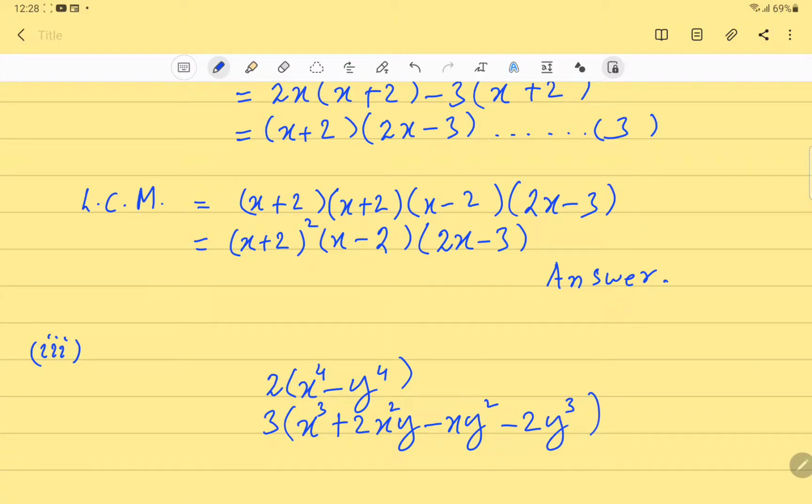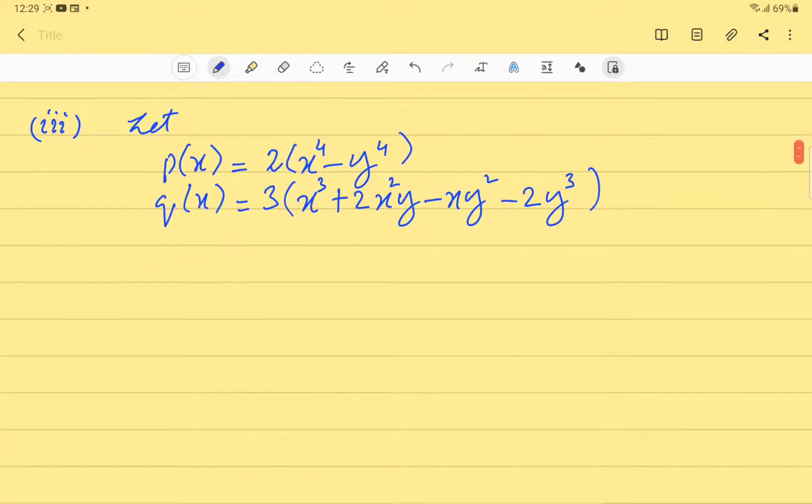Again we will name these two expressions. So let px is equal to 2 into x raised to power 4 minus y raised to power 4, and the second one qx is equal to 3 into x cubed plus 2x squared y minus xy squared minus 2y cubed, bracket close. Let us start with the first one. We will go for the factorization.